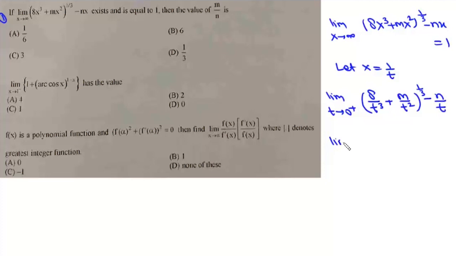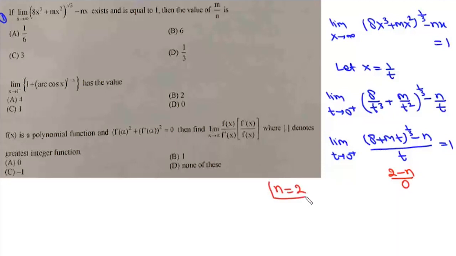Now if we simplify this, we can write this as limit t tends to 0 positive, (8 plus mt) to the power 1 by 3 minus n, divided by t, and this limit is equal to 1. Now, in order to solve this limit, first we'll check its form. If we put t as 0, we'll get 8 to the power 1 by 3, which is 2, minus n upon 0. Now, it has to be an indeterminate form to get this result 1. So that means from here we can say the value of n must be 2. So if n is 2, then it is 0 upon 0 form.